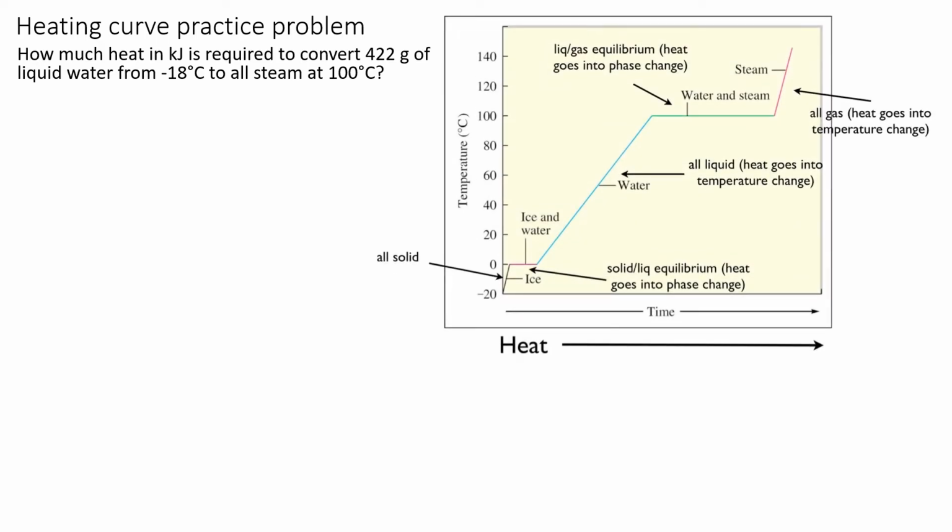We're being asked how much heat in kilojoules is required to convert 422 grams of liquid water from minus 18 degrees Celsius to all steam at 100 degrees Celsius. It's very useful to have a visualization of this in the form of a heating curve, where we see, with the addition of heat over time at different temperatures, what phase our material is in. In this case, our material is water.